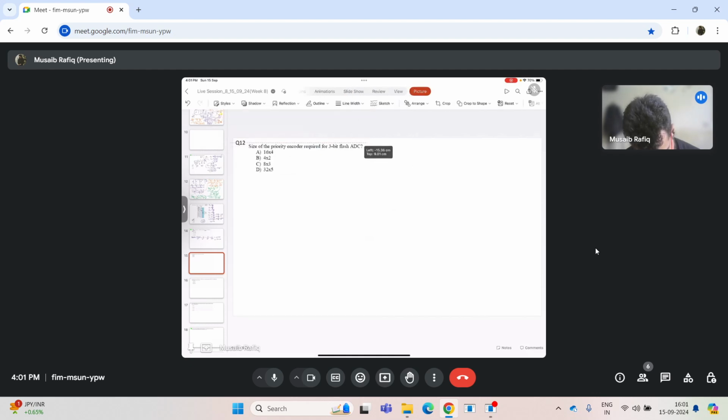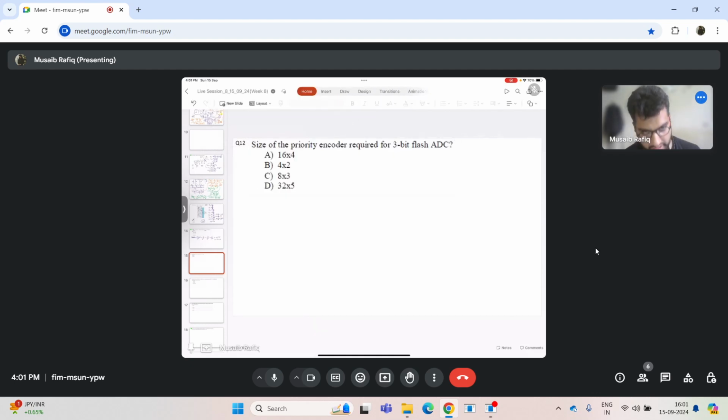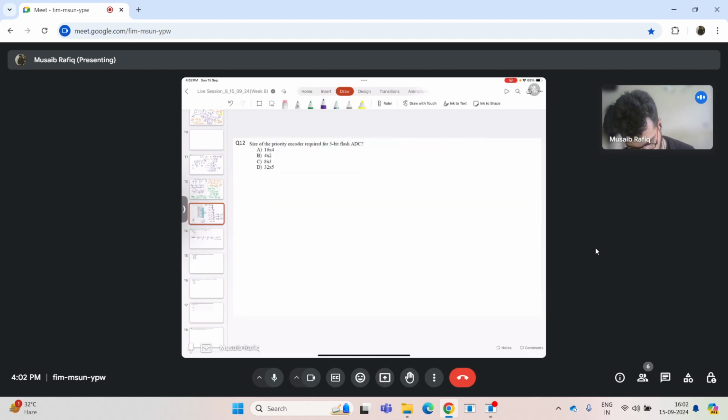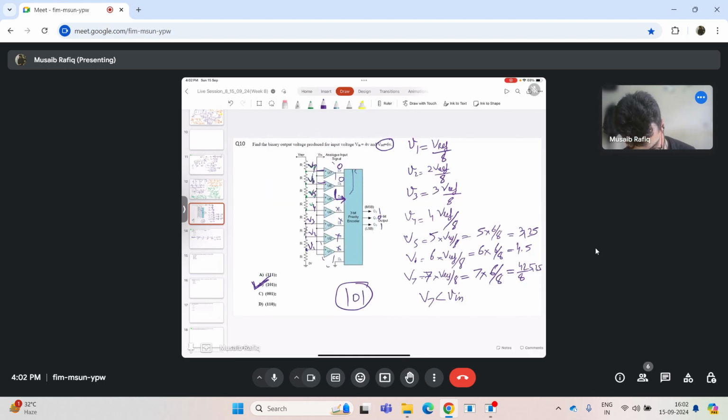Now, the question asks what is the size of the priority encoder required for a 3-bit flash ADC. I think you just saw it. So it is option C, 8 cross 3. So this was your 8 cross 3.